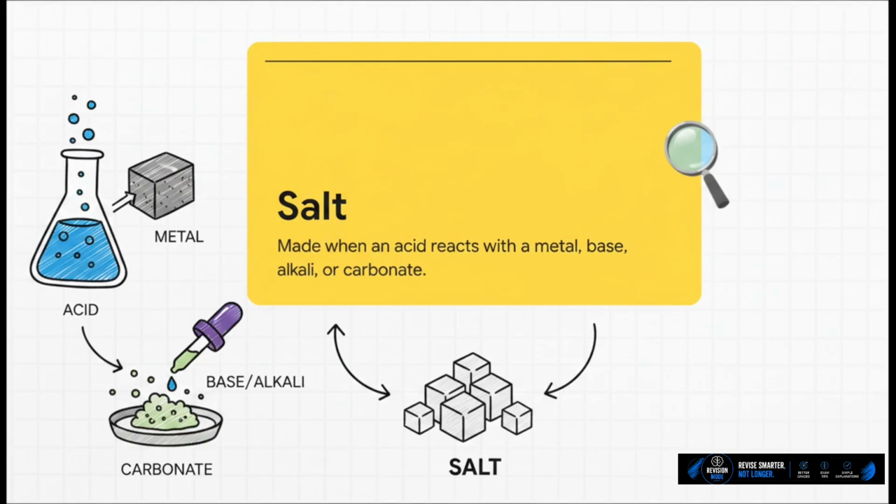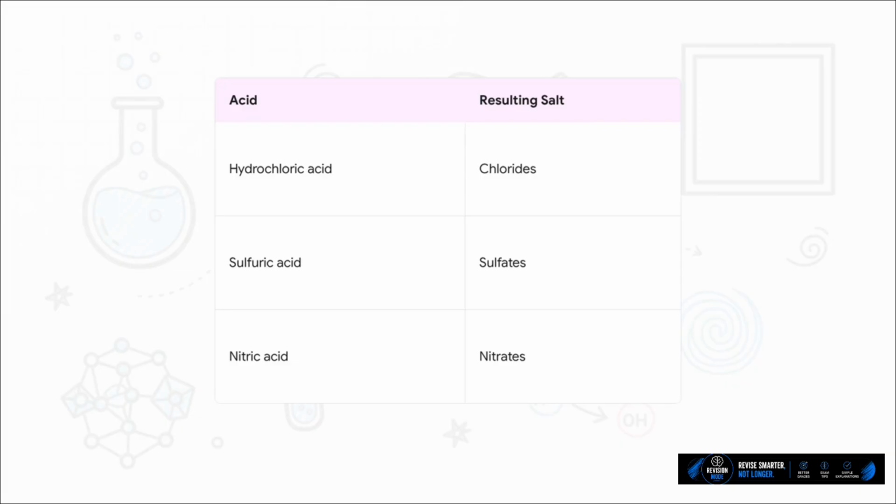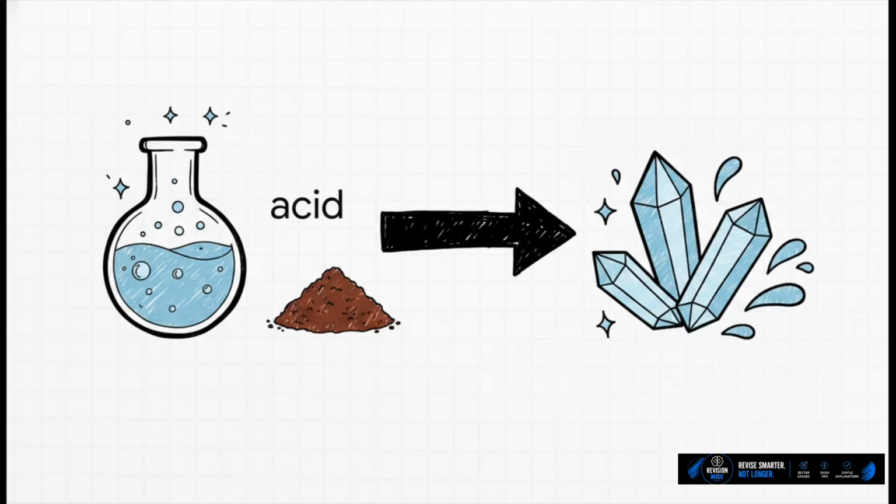When you put an acid together with one of those 4 specific ingredients, boom, a salt is born. What's really amazing is that you can predict exactly what family of salt a reaction will produce just by looking at the acid you're using. It follows a rock-solid general rule. If you use hydrochloric acid, you're going to make chlorides. If you use sulfuric acid, you'll make sulfates. And if you use nitric acid, your reaction will make nitrates. It is incredibly orderly.